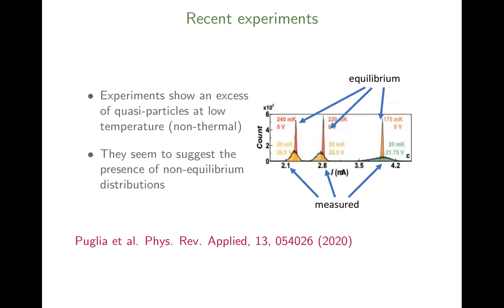And also they recently measured the quasi-particle distribution. So the red plot is what you expect in a standard superconductor at equilibrium. When they apply the electric field, what you see is something much broader, like this one, and this experiment seems to suggest some non-equilibrium distribution in your superconductor. Yes?